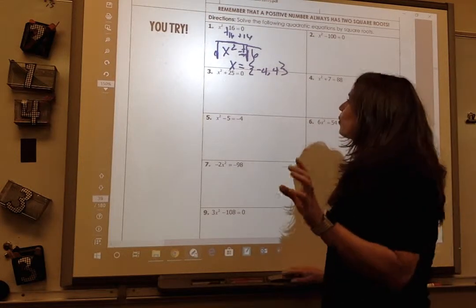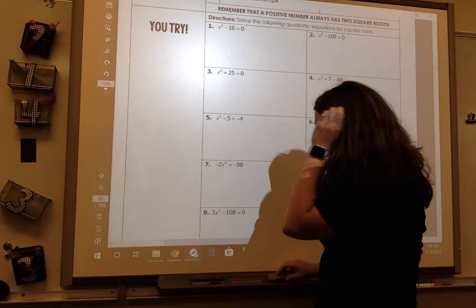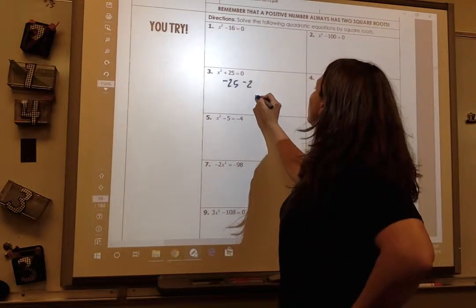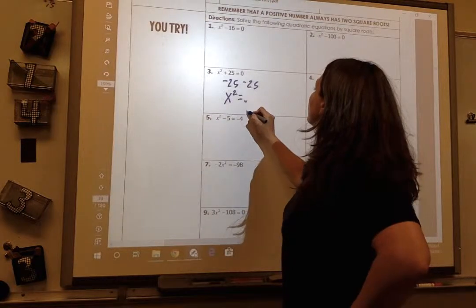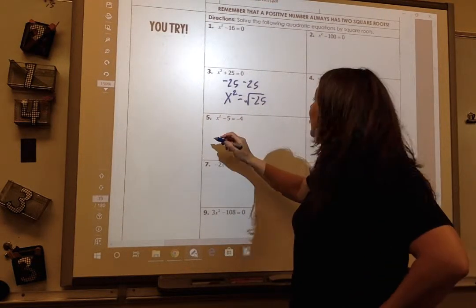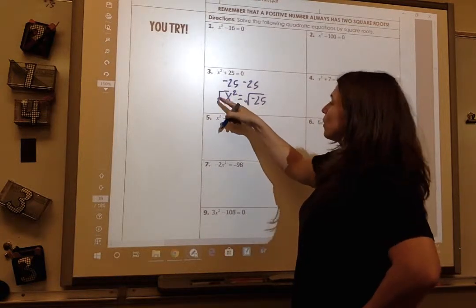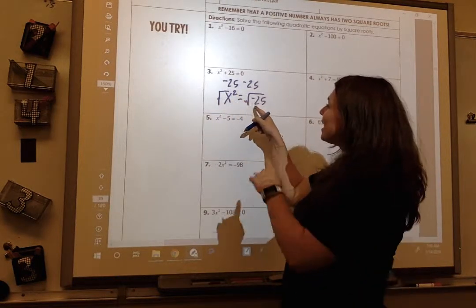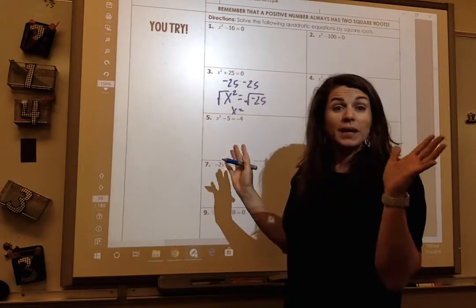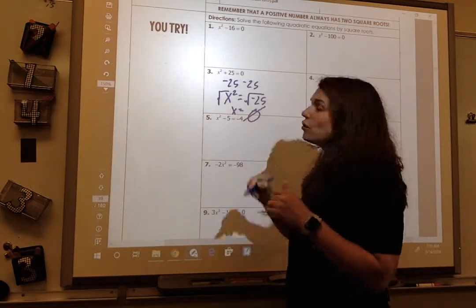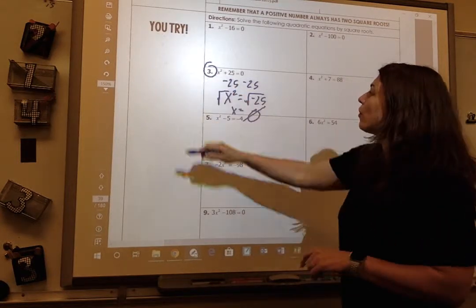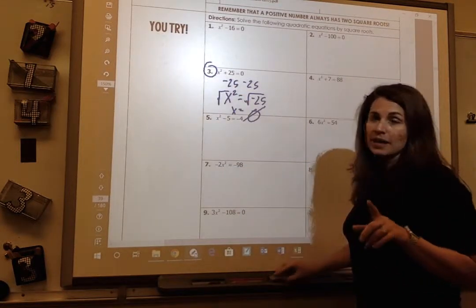Now, let's look at number 3. Right? Everybody's on number 3. So I subtract 25 from both sides, and I get x squared equals negative 25. Can I take the square root of a negative number? No, I can't. So what is my answer? No solution. You cannot take the square root of a negative. So I want you to circle that one, because sometimes that can be tricky.